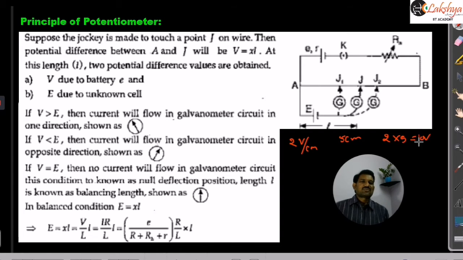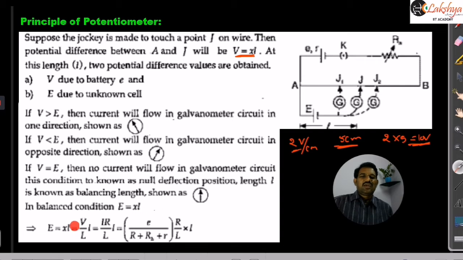So if for 1 centimeter the potential difference is 2 volts, then for 5 centimeters the potential difference is nothing but 10 volts. Like that we need to write here. For 1 centimeter we take the potential drop per unit length as X. Then for L centimeters, the potential difference between A and J must be equal to X into L, right? And that must be equal to the EMF of the cell here. So we equate that E is equal to X into L.